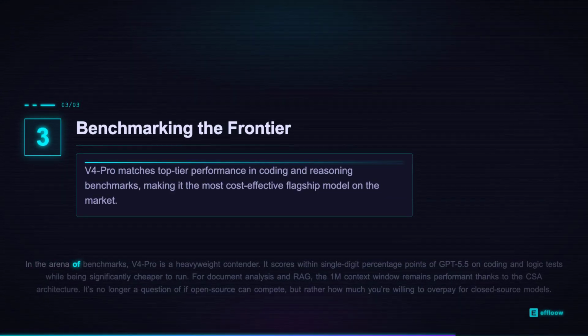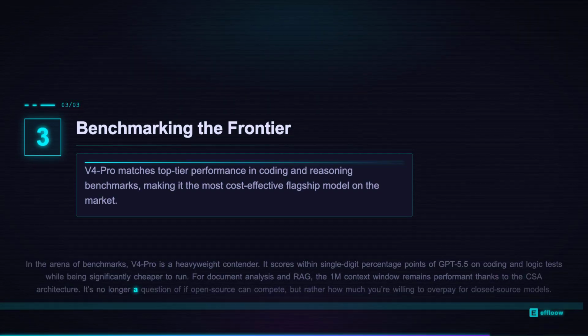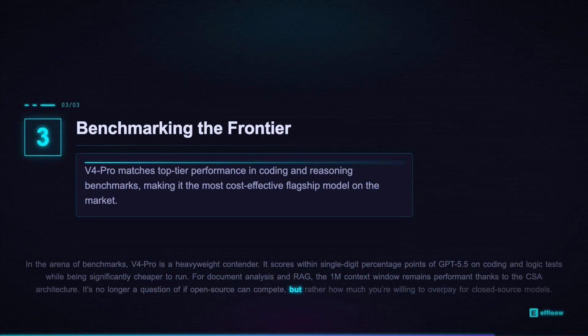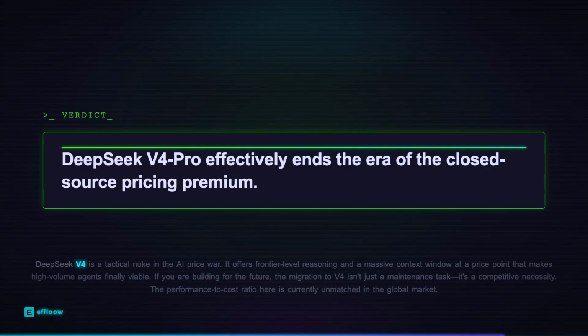In the arena of benchmarks, V4-Pro is a heavyweight contender. It scores within single-digit percentage points of GPT 5.5 on coding and logic tests, while being significantly cheaper to run. For document analysis and RAG, the 1M context window remains performant thanks to the CSA architecture. It's no longer a question of if open source can compete, but rather how much you're willing to overpay for closed-source models. DeepSeek V4 is a tactical nuke in the AI price war.